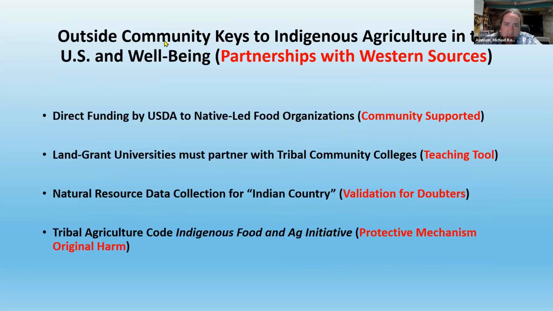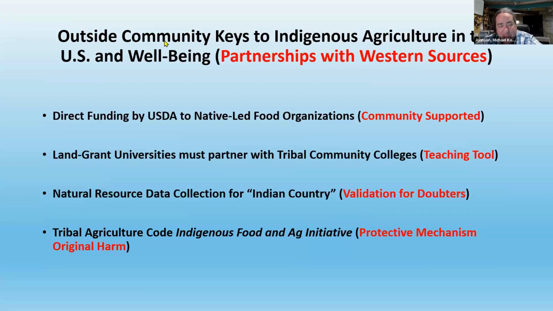And so, outside community keys to Indigenous agriculture and well-being: first of all, having these partnerships with Western sources, what kind of partnerships can we do to improve their methodology? First of all, we need direct funding by USDA to native-led food organizations that are community supported. I think that's important. Land-grant universities, of course, must partner with tribal community colleges as a teaching tool. They can be a teaching tool and also help with a lot of research because they have the capital. Natural resource data collection for Indian country is only there because we need to have validation for doubters.